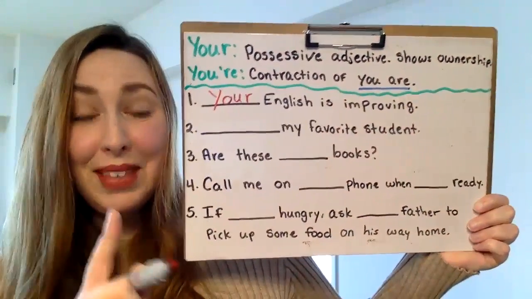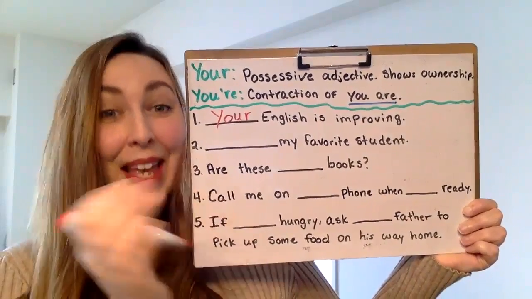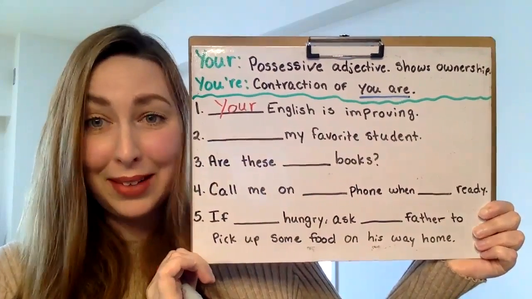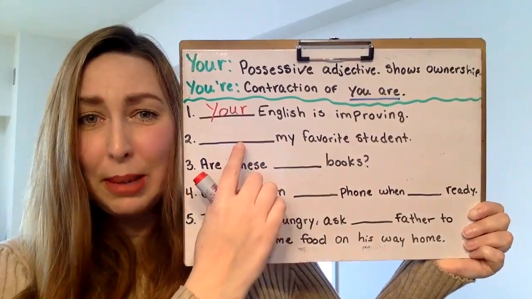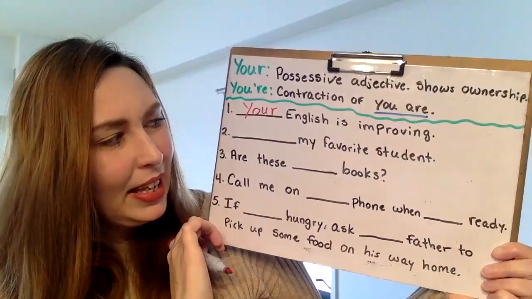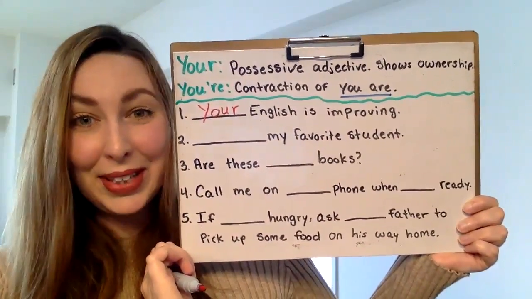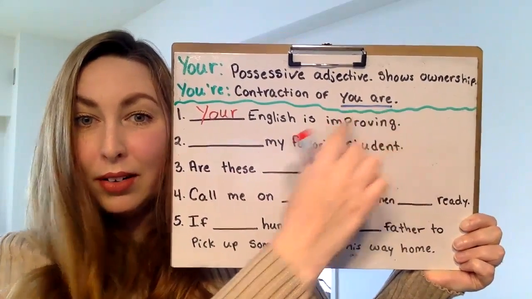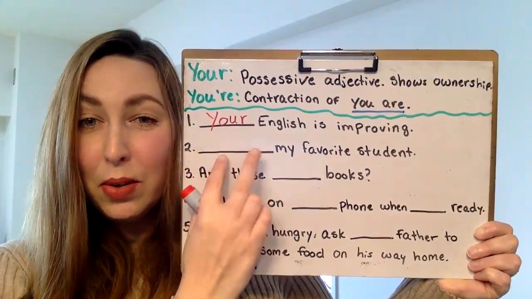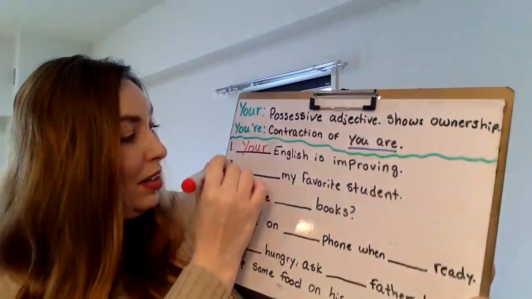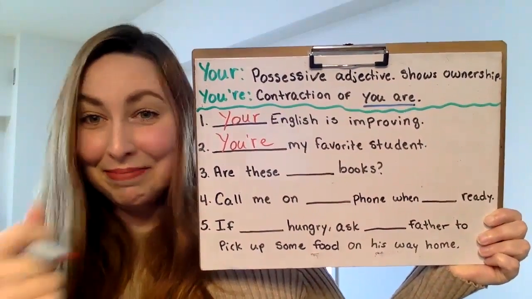Okay, let's try number two. Blank my favorite student. Okay, so we know it's going to be pronounced the same. You're my favorite student. Okay, so which one is it? So do we need a possessive adjective? So, for example, his my favorite student, hers my favorite student. Does that make sense? Not really. So, if we could say, you are my favorite student. Does that make sense? Yes, it does. Okay, so we know you are makes sense here. We're going to use the contraction you're. You're my favorite student. Your English is improving. Okay, very good.